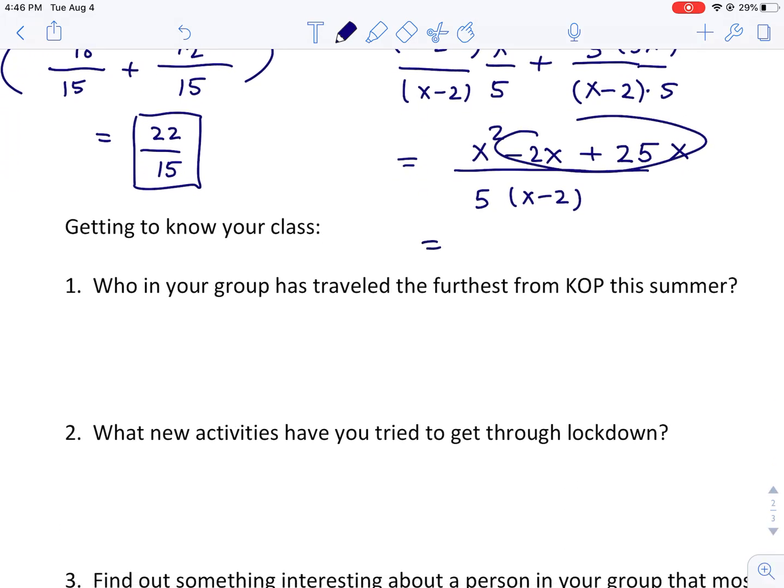And there's not a lot I can do here, right? I guess I can combine these guys on top, right? I've got x squared. I've got 23x. And on the bottom, I can multiply that back out. 5x minus 10. Doesn't look very good.